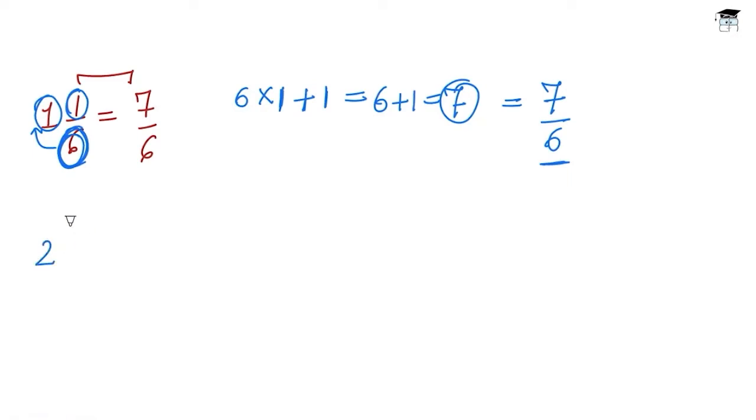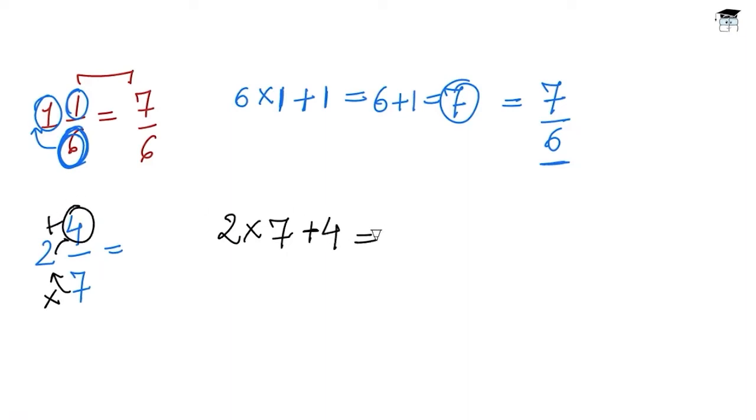So let's try to convert another mixed fraction into an improper fraction. So let's try to convert this into an improper fraction. So how can you do that? First of all, just remember the 2 steps. The first step is we have to multiply the denominator with the whole number, that means 2 into 7, and then we have to add the numerator. That is 4. So it's going to be 2 sevens are 14.